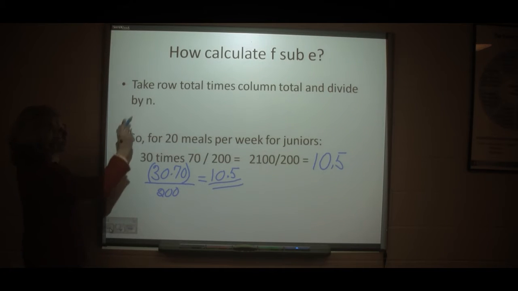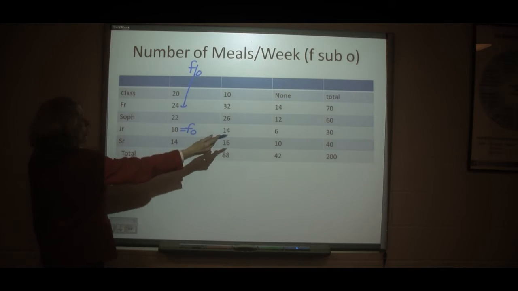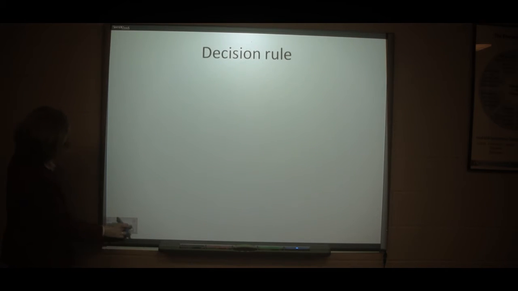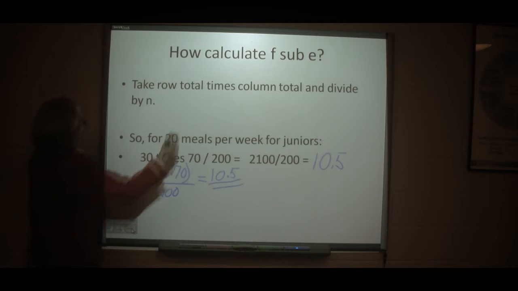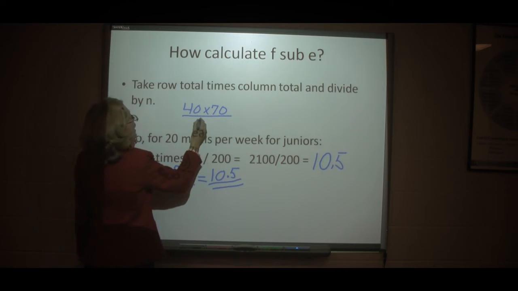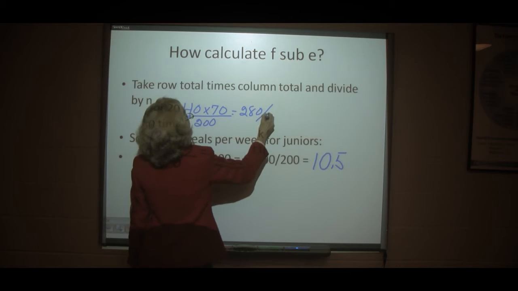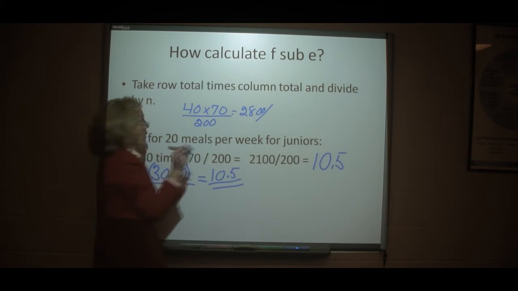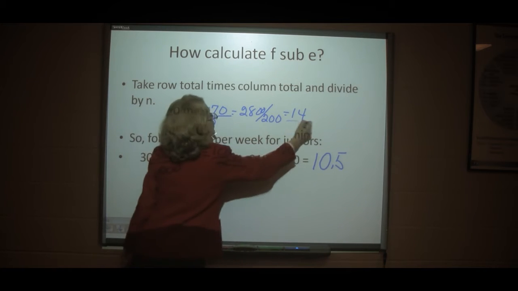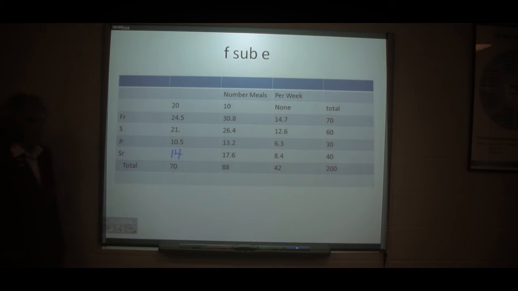So we're going to take the row total times the column total and divide by n. The row total is 40 times 70. Okay, so that's going to be 40 times 70 divided by 200. So that's 2800 divided by 200, and that's going to be 14. So let's go here. That'll be 14.